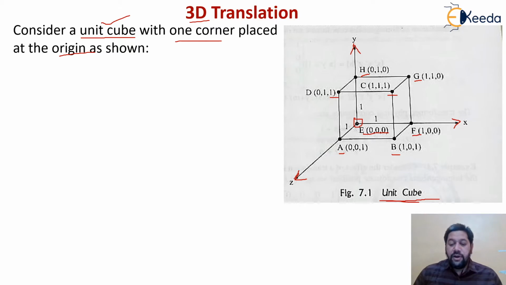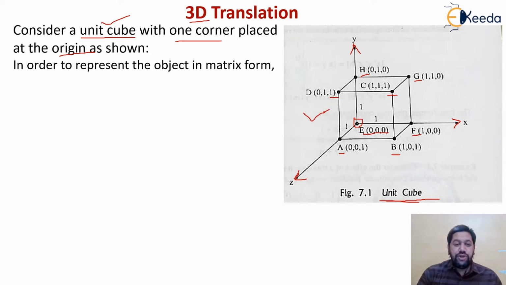So my unit cube is represented with how many vertices? I'm having 1, 2, 3, 4, 5, 6, 7, 8. So 8 vertices, or 8 points, are there in this unit cube, with which I have represented this object. So this is my original 3-dimensional object which I want to translate. Before that, for translation I must multiply by the matrix of this unit cube. Let us understand what the matrix of this unit cube is.